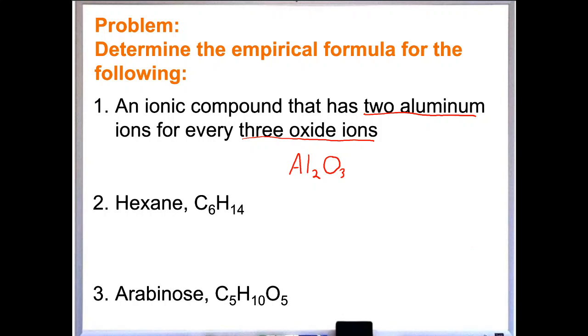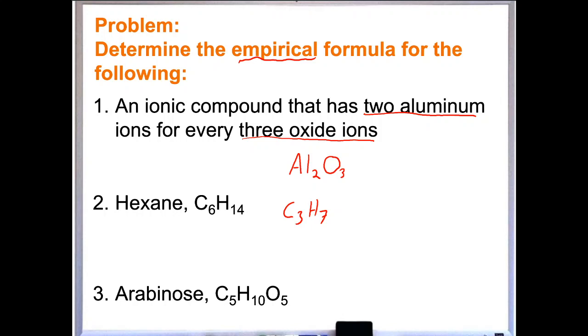Okay, the next one, hexane. So here we see C6H14. Remember, we're looking for empirical formula here. In other words, we just want to reduce these as much as possible. So we could maybe divide by 2. Let's try that. So C3H7. There we go. And I can't reduce that any further, so that's my empirical formula.